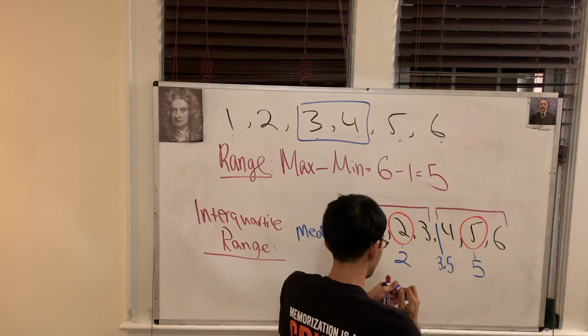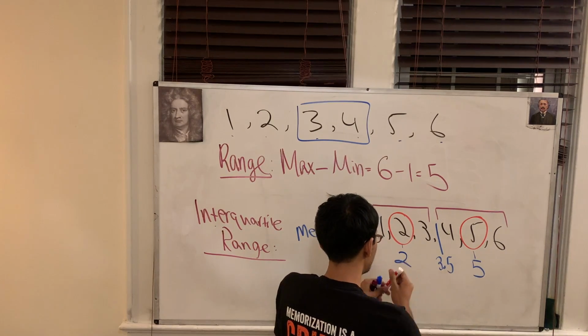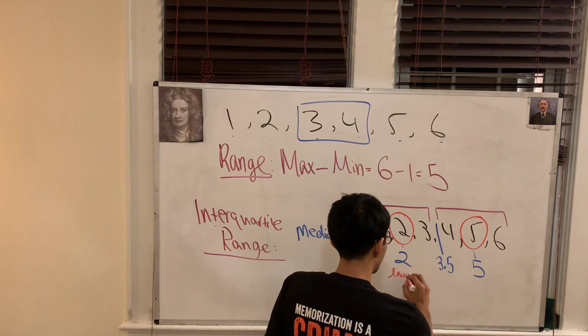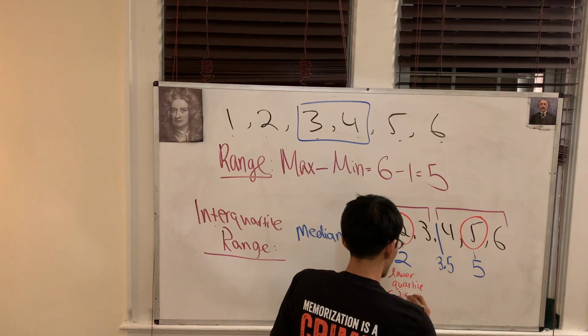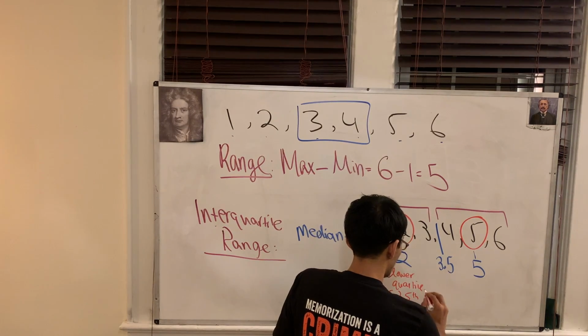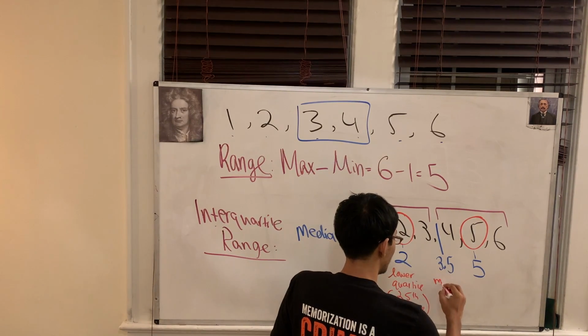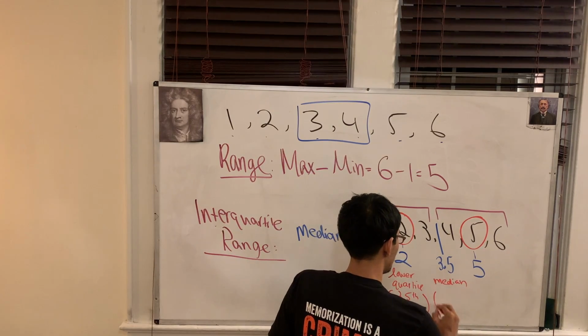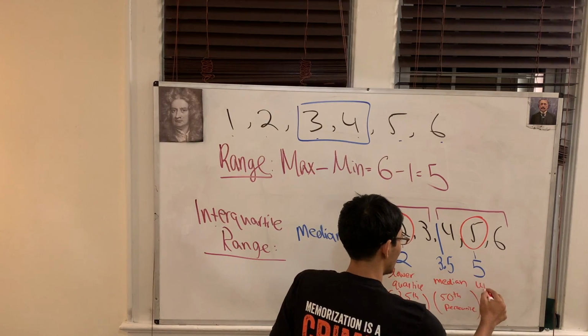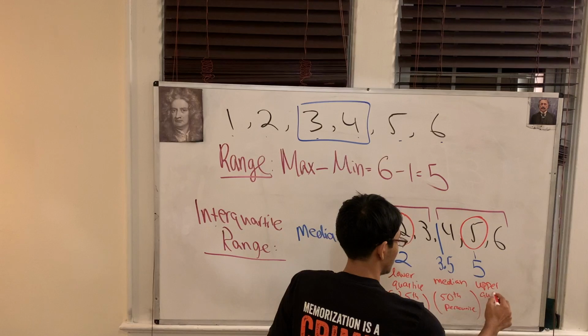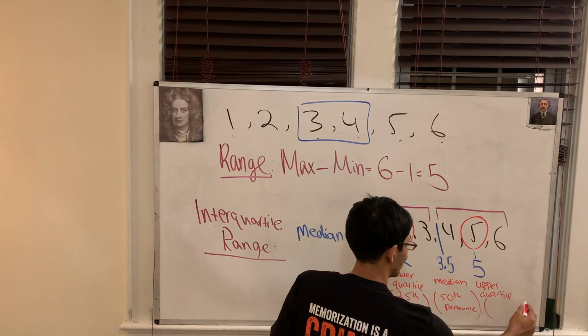Okay, so we can actually give these names now. We call 2 the lower quartile, also known as the 25th percentile. We call 3.5 the median. It's also known as the 50th percentile. And finally, as you might have guessed by now, we call 5 the upper quartile. And we correspondingly call it the 75th percentile.